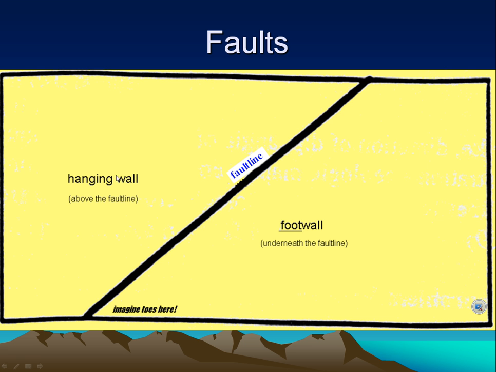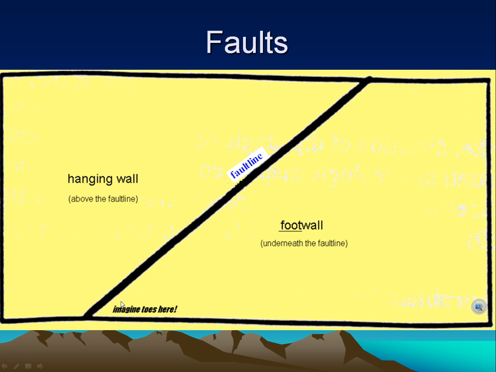The one above the fault line is called the hanging wall because it hangs above the fault line. The one beneath it is called the footwall because just like your feet, they are underneath your body. The footwall is underneath the fault line. Personally, I also picture this footwall and imagine that this is a shoe. Toes are down here, and here is the top of my ankle. Here's my heel in the bottom right. So if you picture the one that's got the toes as the footwall, little point on the bottom.